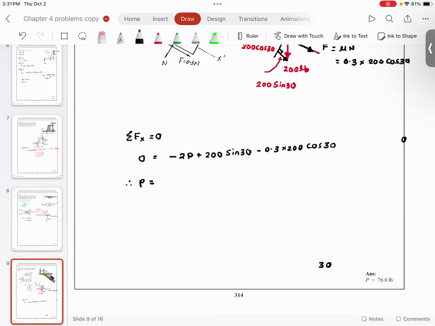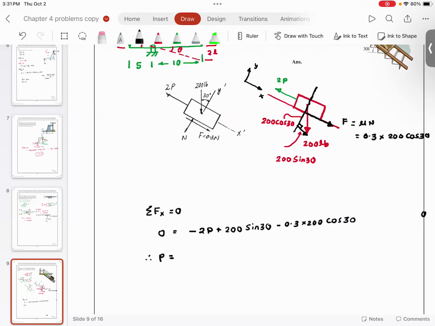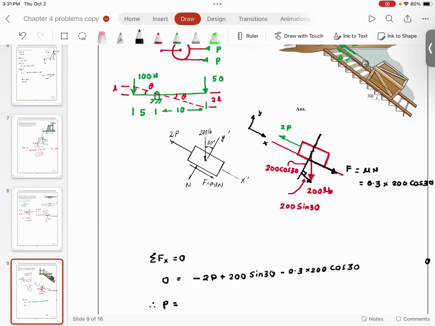And if you do this calculation quickly, you can tell me what is the answer. So this guy is a normal reaction. Normal reaction is always perpendicular to the surface. Normal means perpendicular. Reaction means force. Normal reaction. Okay, what is the answer?